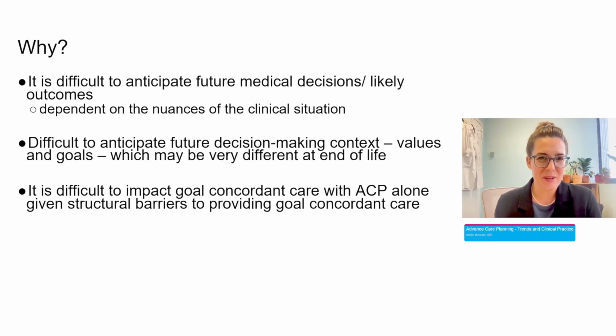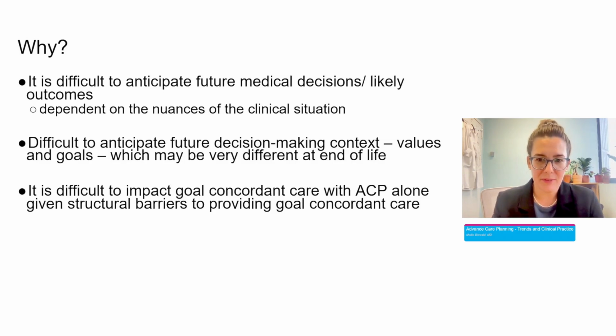Why is this? It seems like such a good idea to do this, and it seems so well-intentioned. One of the things that seems to really come up when we look at this is that it's really difficult to anticipate future medical decisions and likely outcomes. The situations that we find ourselves in are so nuanced, it's really impossible for a form to capture all of the possibilities of decisions you might want to make and the outcomes related to them. It's also hard to predict the context of future decisions. So people's preferences are influenced by a lot of things: age, function, worry about caregiver burden, financial resources, and many other things.